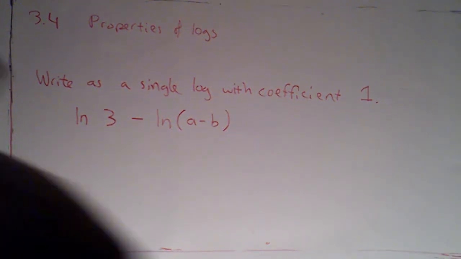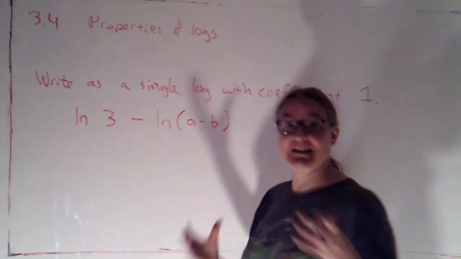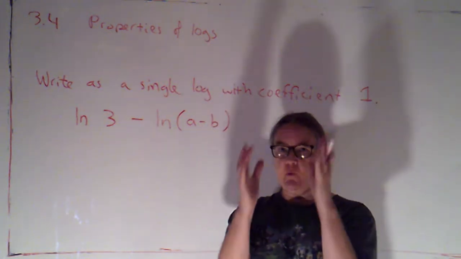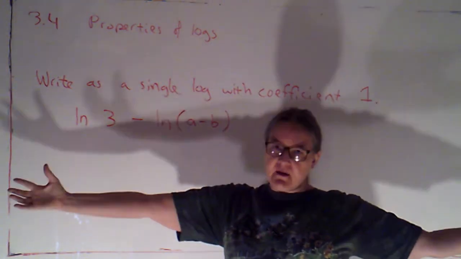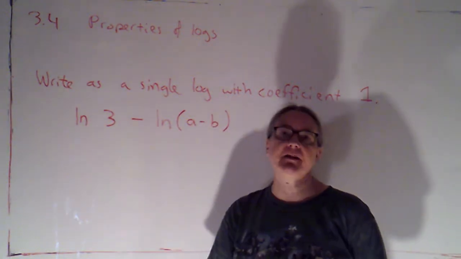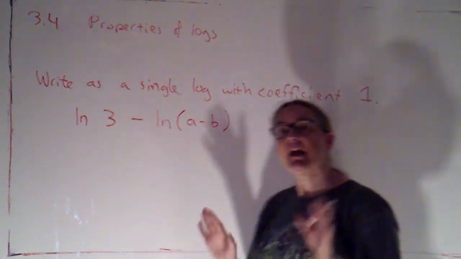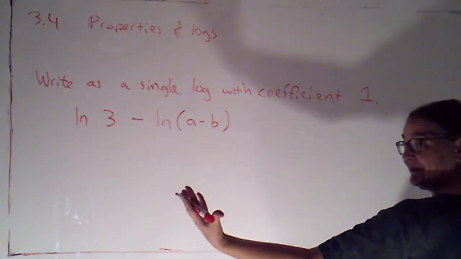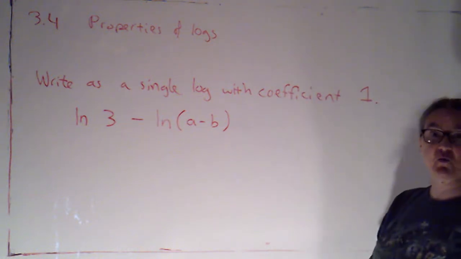We ended the last video with an example where we wrote things in expanded form. That's when we use our rules of logs to take one log and break it apart into smaller pieces, trying to make the argument of each piece as simple as possible. The other type of problem is when we go the other way, when we start with multiple logs and try to combine them into just one.